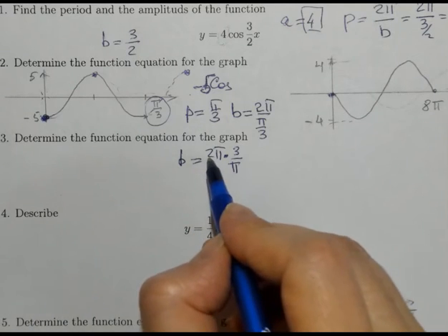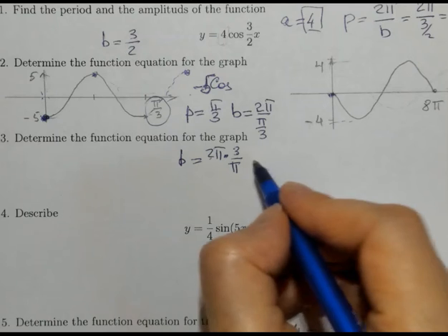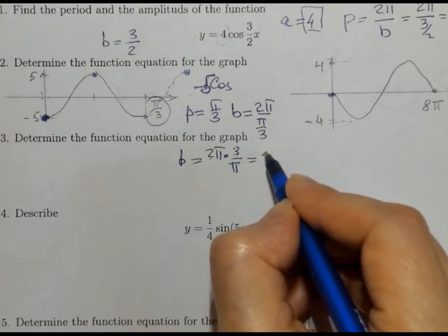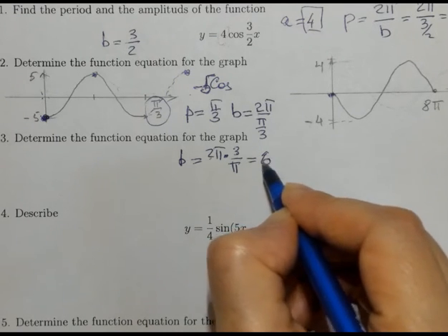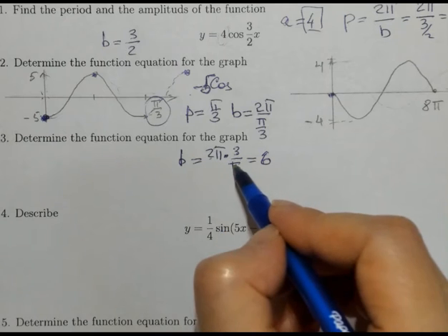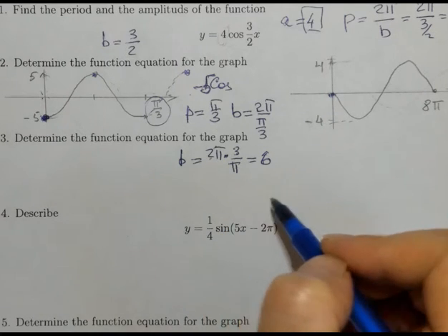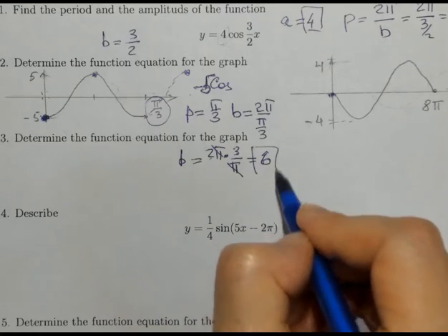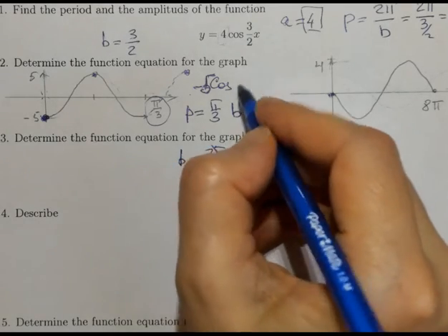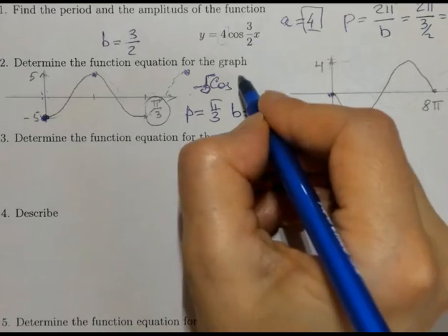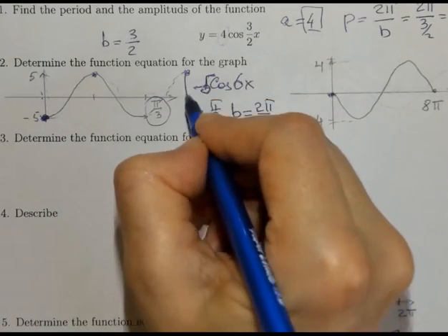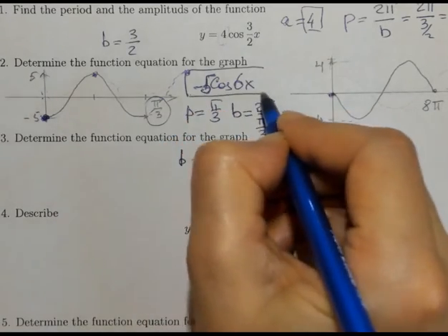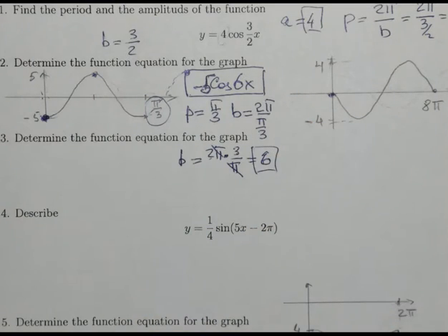In the numerator we have 2 times 3, so 6 pi, and pi in the numerator and pi in the denominator can be cancelled out, so this is just 6. So b is 6, and we finish writing the function equation: y equals negative 5 cosine 6x.